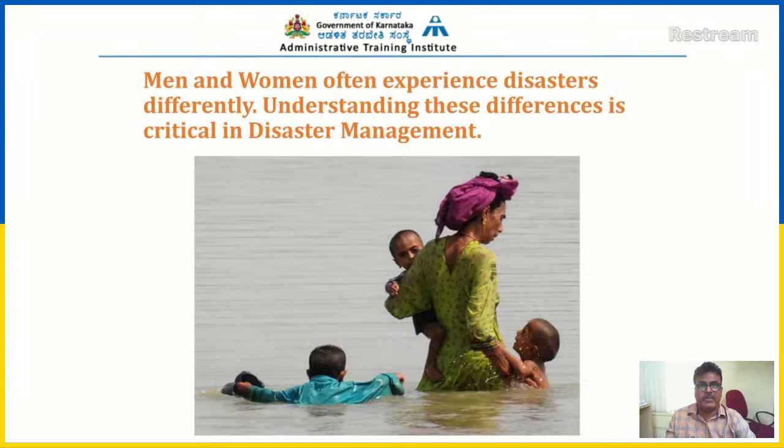Men and women often experience disasters differently. Understanding these differences is critical in disaster management. Okay, so almost this child is drowning there, and this is holding actually. So this is the situation for women, children. What about persons with disabilities? What about old age persons? So all these have to be understood very clearly.